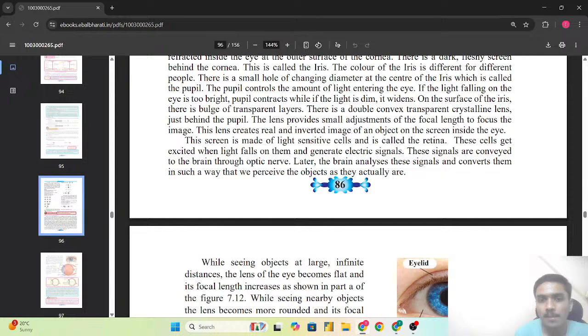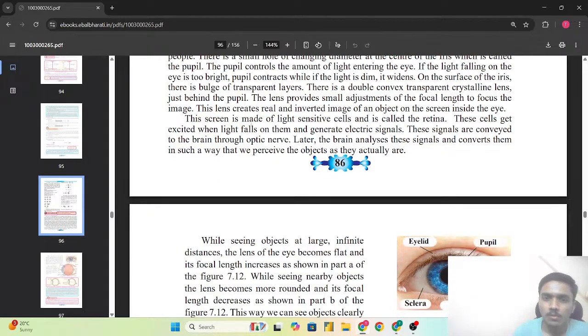That means the image formed in the eye due to the lens present in the human eye is formed as real and inverted. This screen is made up of light sensitive cells and it is called the retina. The question is asked many times in the exam: where is the image formed in the human eye? It is formed on the screen made up of light sensitive cells, which is called the retina.